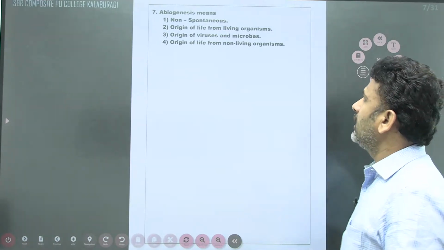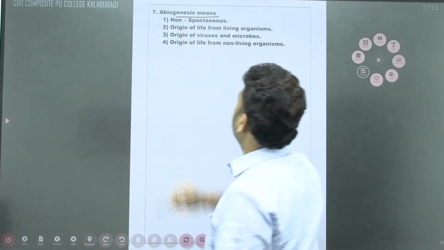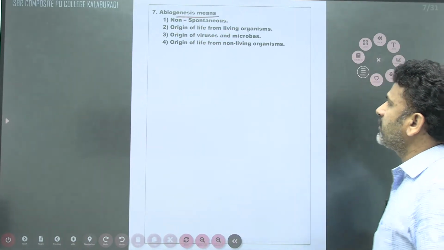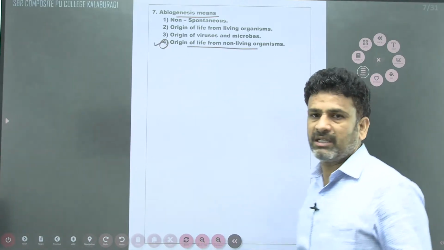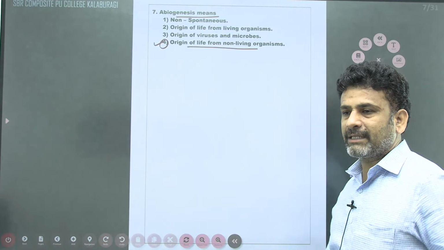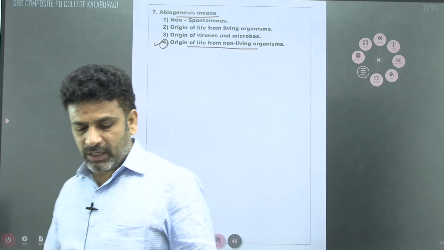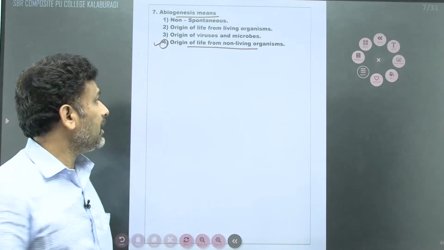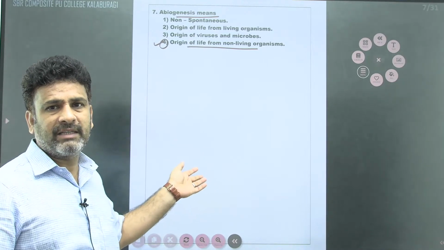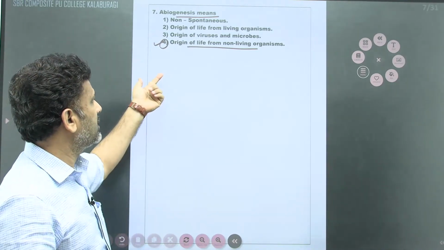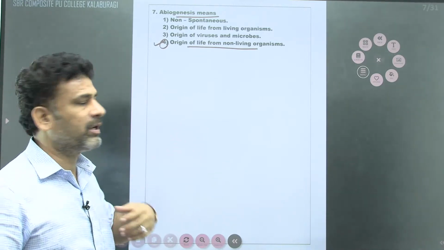Next, abiogenesis. The meaning of abiogenesis: the origin of life forms from non-living things or non-living organisms is called abiogenesis. As I said already, it was explained by many scientists and religious people, and also supported by many scientists, according to some ideas of the religious people as well as ascetic people. So it is called the origin of life forms from non-living things or non-living rotting matter.